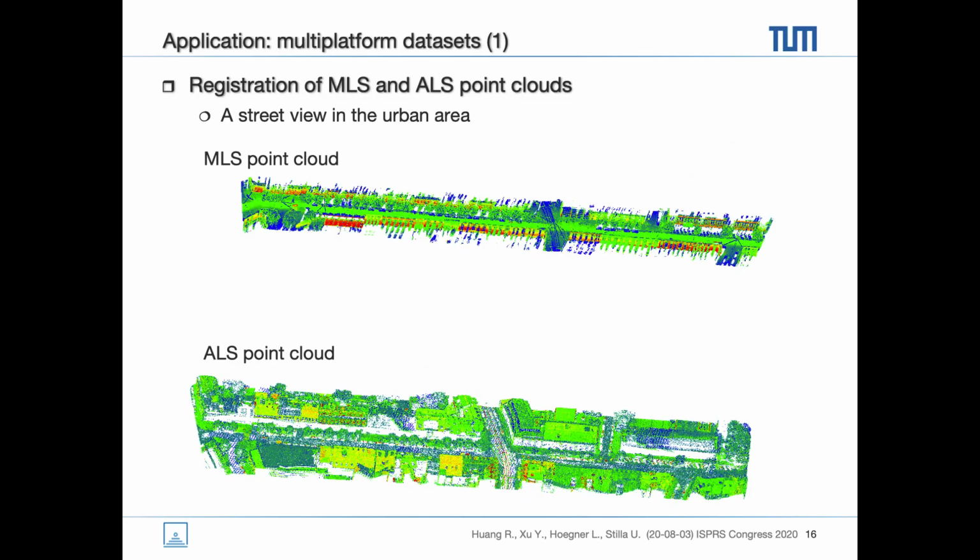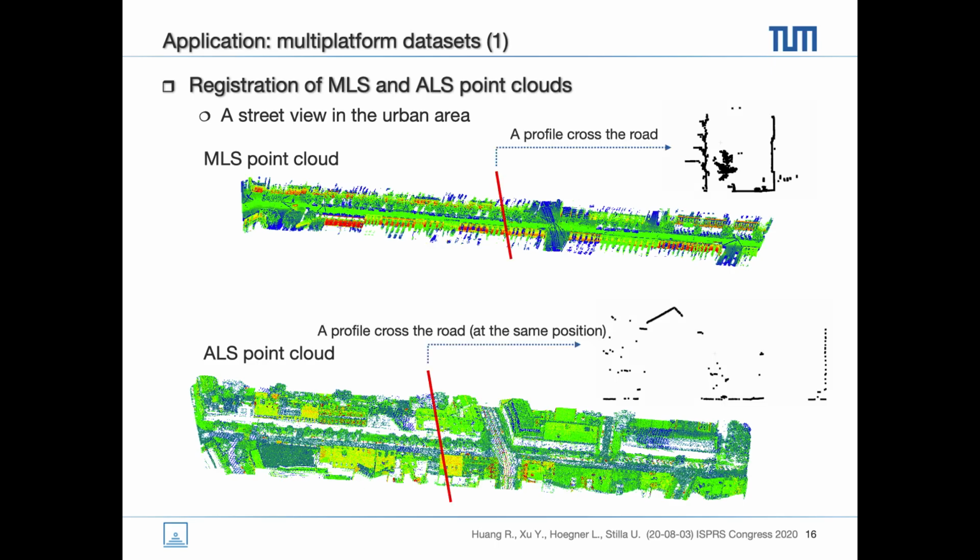The last application is the registration of multi-platform datasets, one by ALS and the other by MLS. ALS measured the roof of the building and the road ground, while MLS actually measured the facade. It's very clearly shown from the profile across the road. The overlap is limited. This is the main challenge when conducting registration of these 2 point clouds.